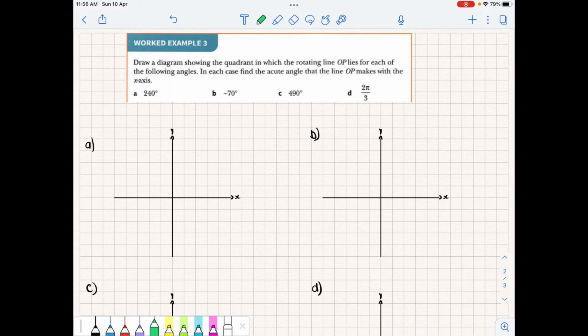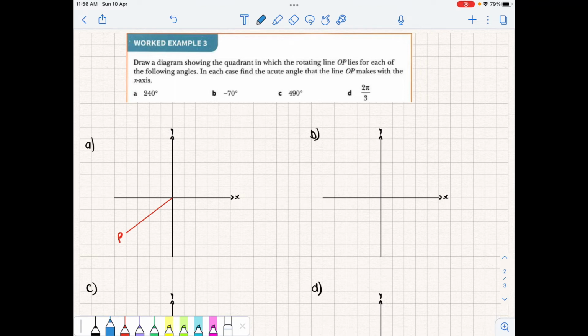So the first thing we need to do is look at the angle, and the first one says 240 degrees. We need to work out in which quadrant this lies. So it's greater than 180 but less than 270. That means that OP lies in the third quadrant, somewhere over here. So this could be the point OP. Now, the original angle is measured from the positive x direction, or positive x-axis.